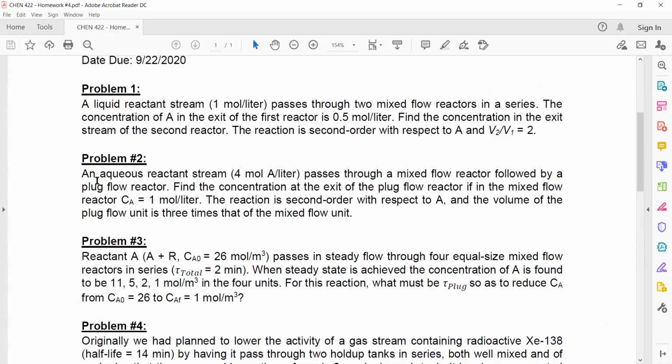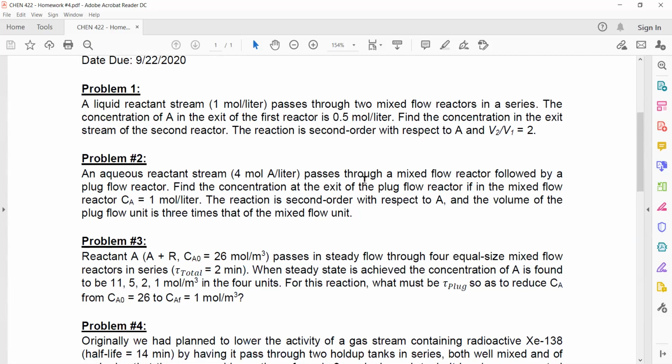Problem number 2, you're being told an aqueous reactant stream 4 moles of A per liter passes through a mixed flow reactor followed by a plug flow reactor. Find the concentration at the exit of the plug flow reactor if in the mixed flow reactor Ca equals 1 mole per liter. The reaction is second order with respect to A, and the volume of the plug flow unit is 3 times that of the mixed unit.